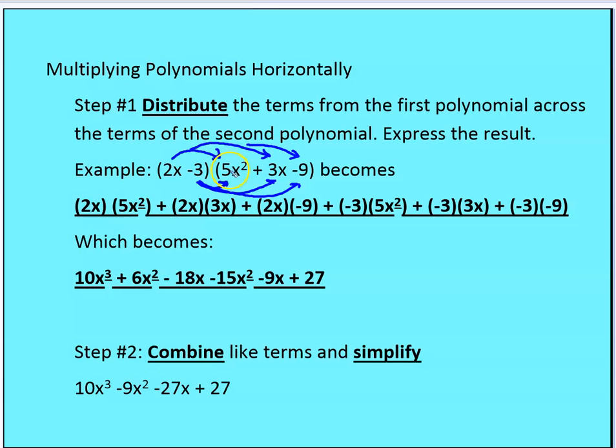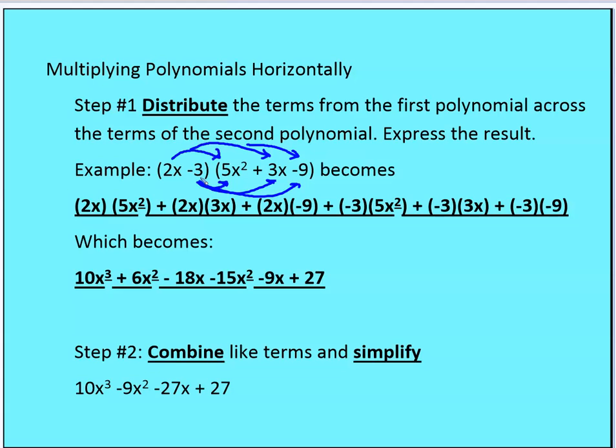So I have 2x times 5x squared, 2x times 3x, 2x times negative 9, and then negative 3 times 5x squared, negative 3 times 3x, negative 3 times negative 9. Then I'm going to create the products and combine like terms. So this becomes 10x cubed plus 6x squared minus 18x minus 15x squared minus 9x plus 27. Simplifying by combining like terms, I end up with 10x cubed minus 9x squared minus 27x plus 27.